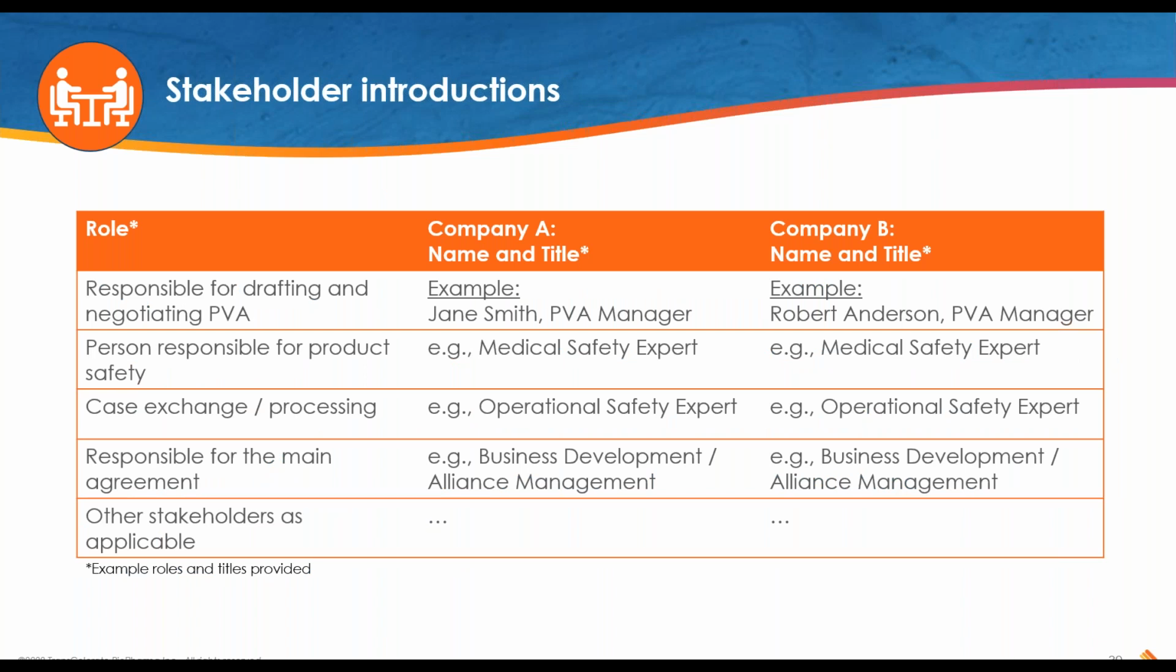Start with the introduction of the stakeholders and define their role in the PVA process. This way, once you have the draft, you can start addressing the questions right to the correct person, as well as identifying if you might be still missing a function.